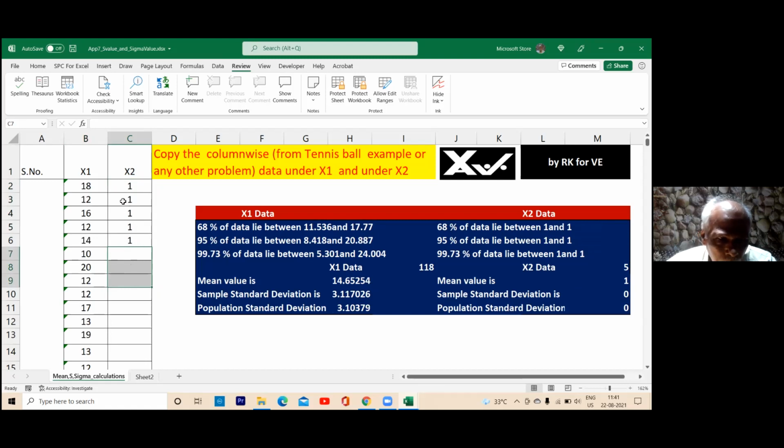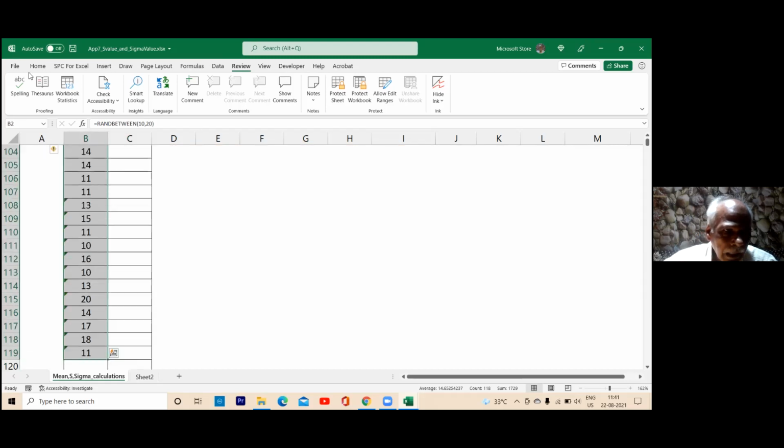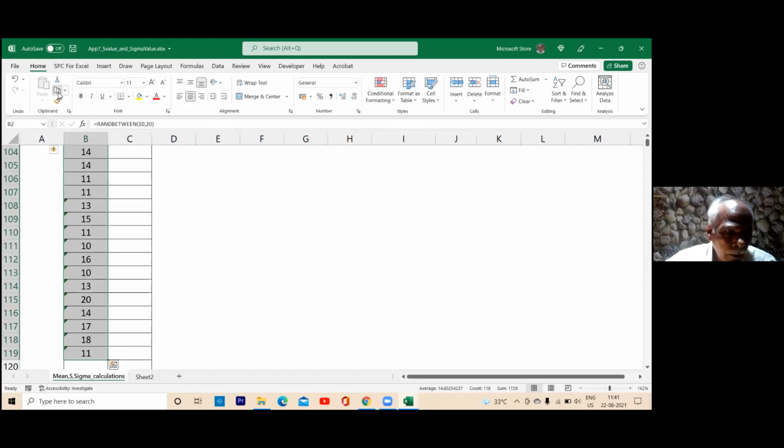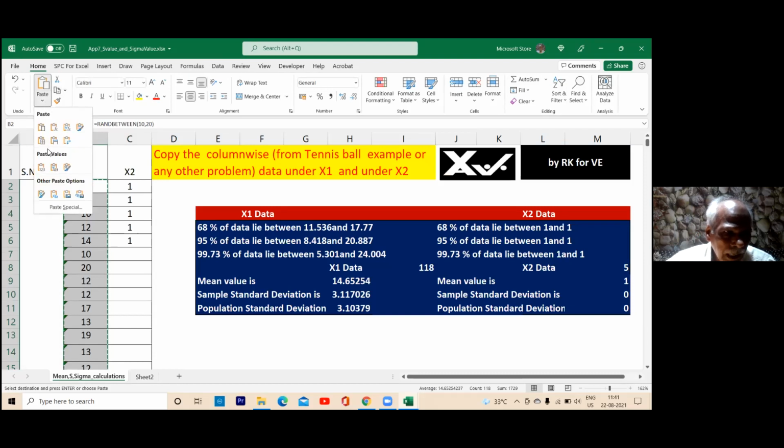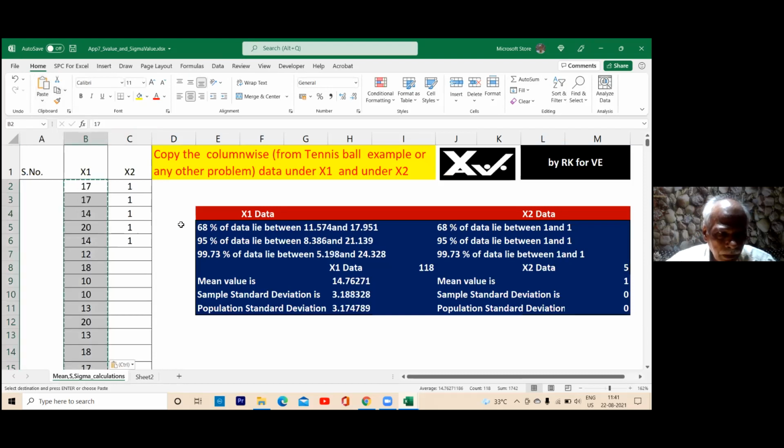I give you any other value. What I will do is control shift down and then control C, home, copy, and I have to paste values. Otherwise, what will happen? It will keep on changing. Right? So it will not change now.